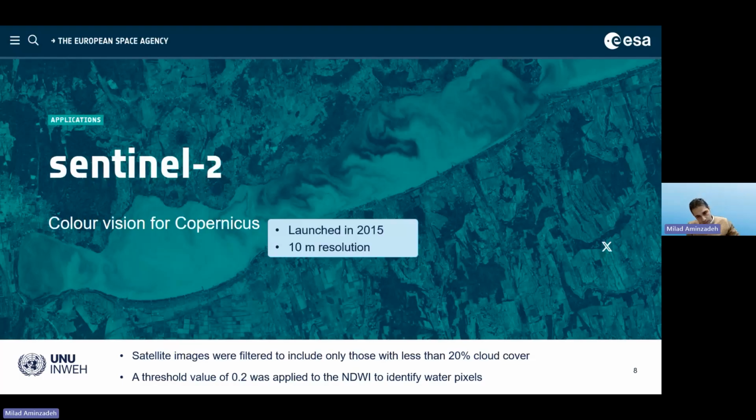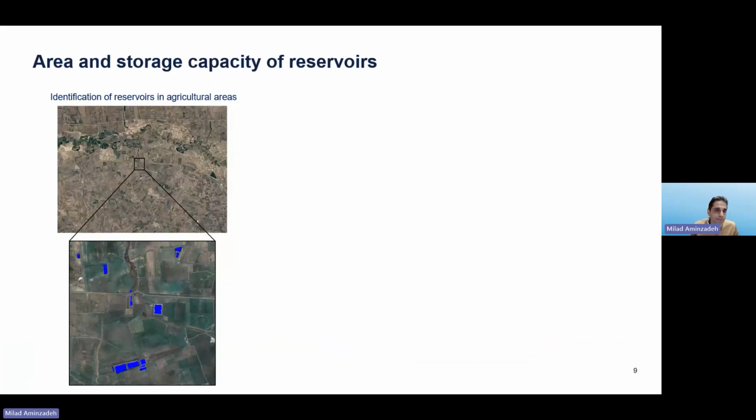We implemented several steps to make sure our water detection algorithm is accurate enough. For example, for a region, depending on the satellite overpass, we might have 2-3 satellite images per month. Over a year, we can think of 30-40 satellite images. But we only used those images with less than 20% cloud cover to make sure what we find as a water body, as a water reservoir, is reliable. At the end, we applied the well-known normalized difference water index, which is based on the green and near-infrared bands, and we set a threshold value of 0.2 to identify water pixels.